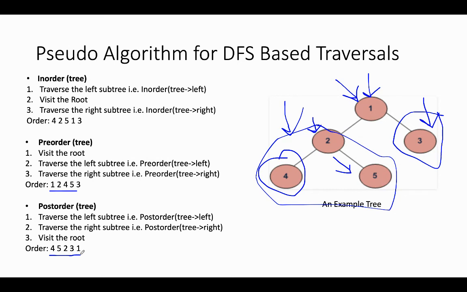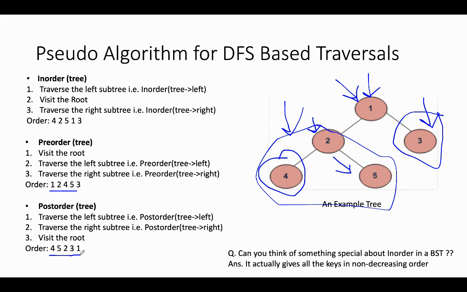Now there is one interesting fact about in-order traversal in a binary search tree. If you give it a little thought, you will find that in-order traversal of a binary search tree gives us all the keys in non-decreasing order, or, if the keys are distinct, all the keys sorted in increasing order. It is very easy to see why it does this.